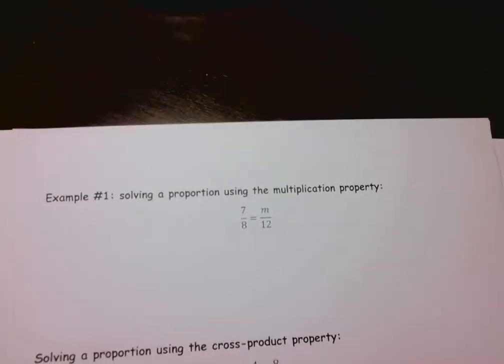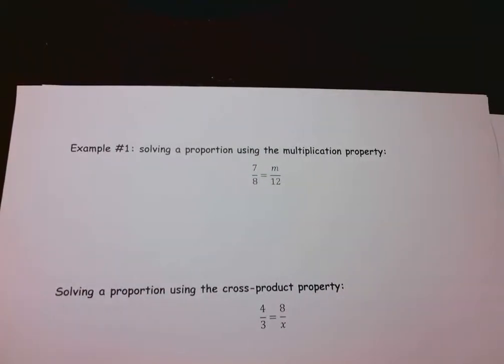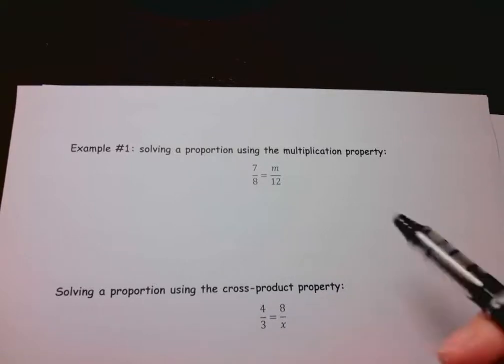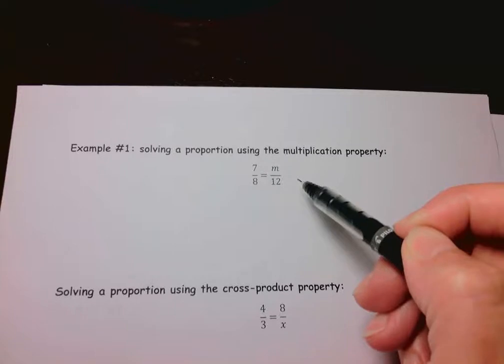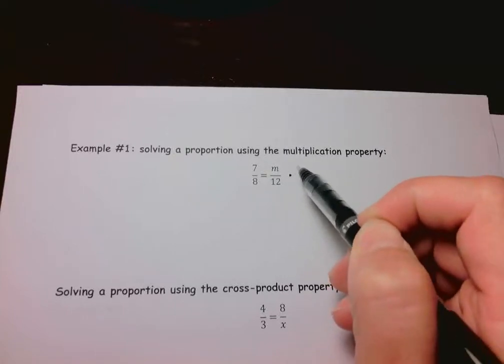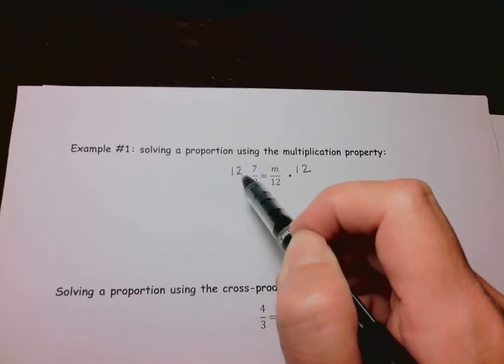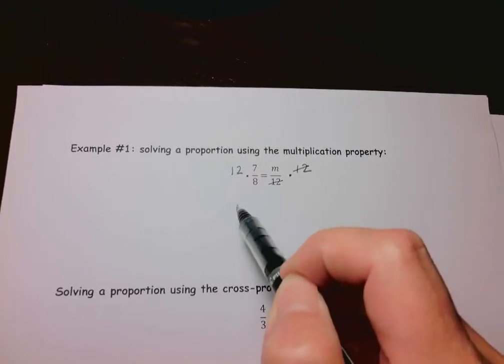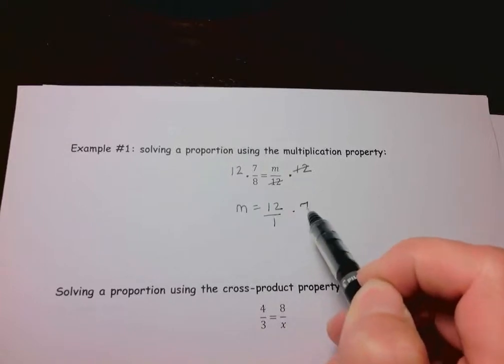solving a proportion using the multiplication property. So I can look at this problem and I can say, well, I want to isolate my variable, and so how am I going to do that? This 12 here is connected to this m through division, so I want to undo that operation through multiplication, and so I want to multiply both sides by 12. And I get m equals 12 over 1 times 7 over 8.